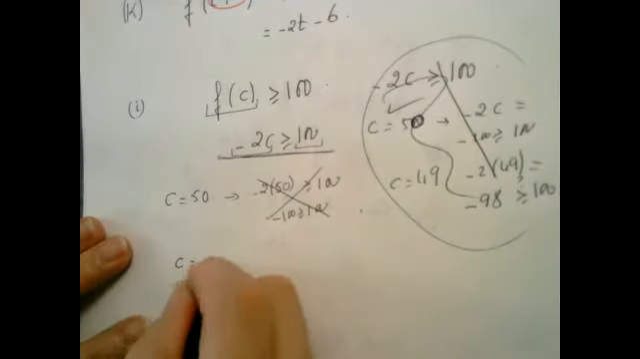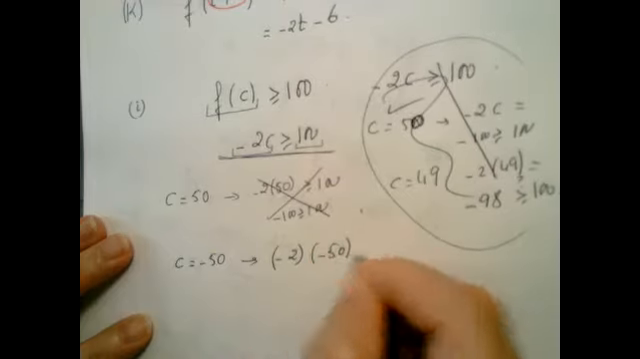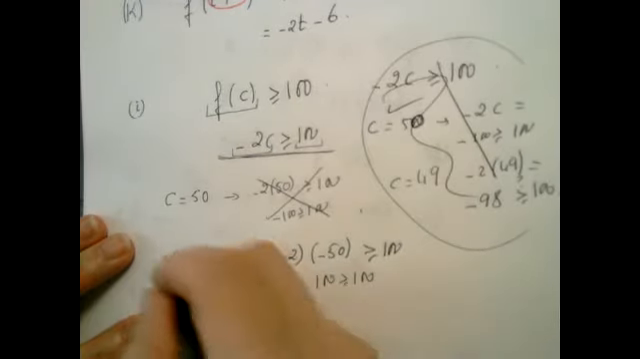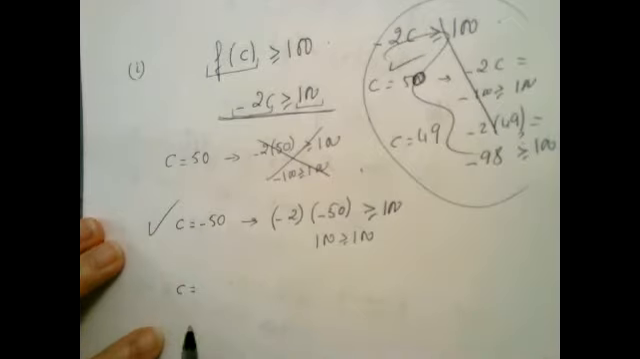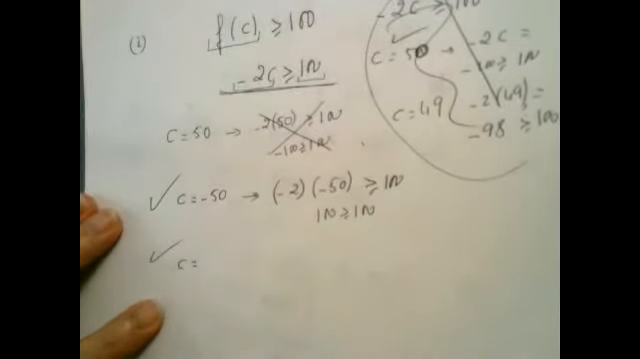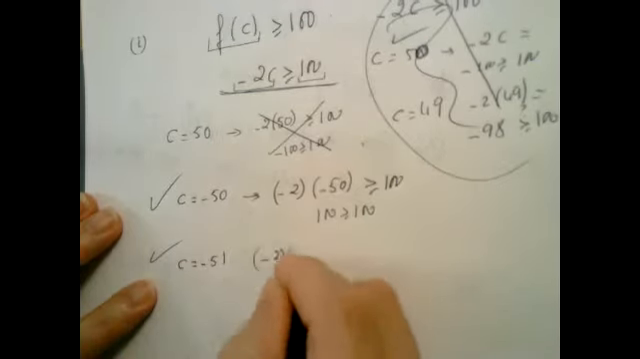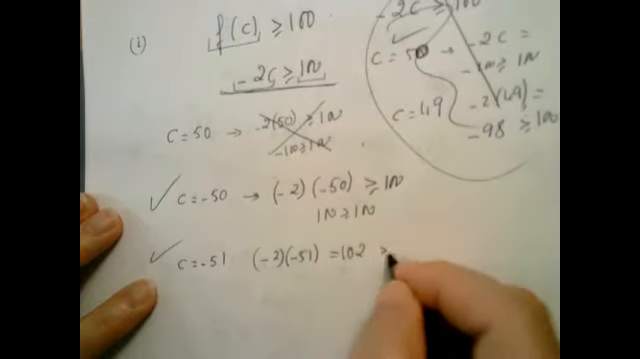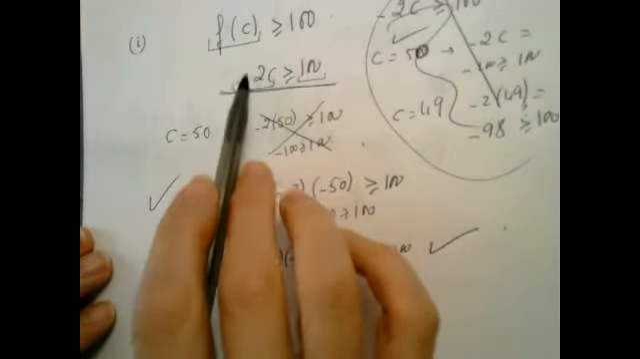Quickly, -50. Will this do it? Yeah, -2 times -50, that's what the question is about. Is this true? Yes, 100 is bigger than 100. So this will do. One more, and then we find all of them, because this is kind of tedious. You can give me one more. -51. Let me see if this works. -2 times -51 is plus 2 times 51, it's 102. Is it bigger than 100? Absolutely.